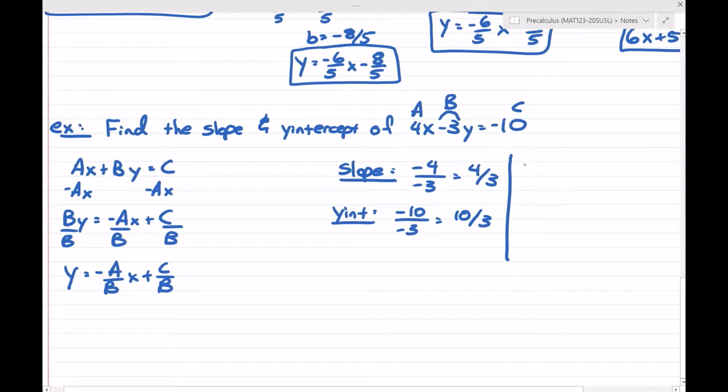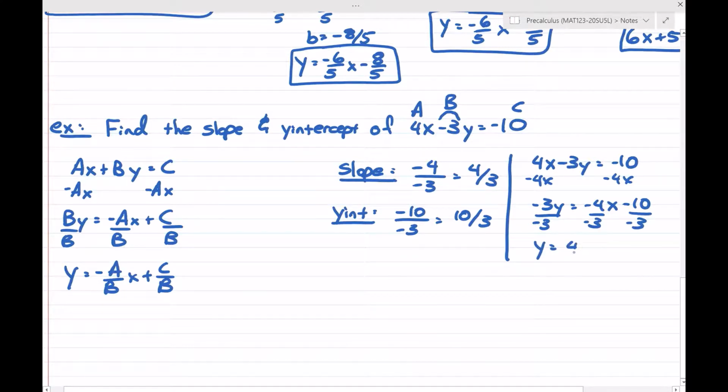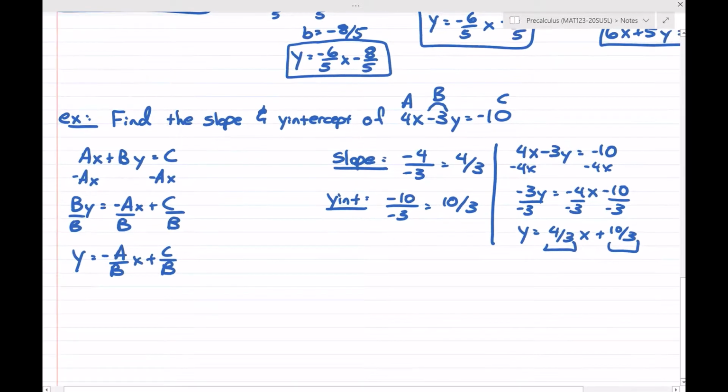We could just take our standard equation and convert it to slope-intercept form. So let's bring the 4x on the other side. We get negative 3y is equal to negative 4x minus 10. Divide everything by negative 3. And it's not a big deal. We get the same answer. y would equal 4/3 x plus 10/3, and you could see our slope and our y-intercept are exactly the same as we already found.